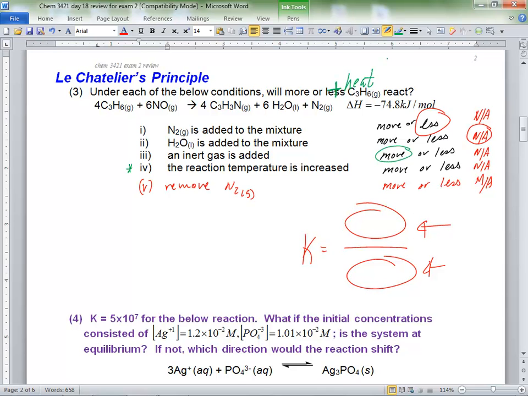Good, it's exothermic, delta H is negative. Heat's a product. You increase the temperature, now we have too much product, so it's going to shift this way, right? So will more or less C3H6 react? Less. Very good. You guys are getting the hang of this.